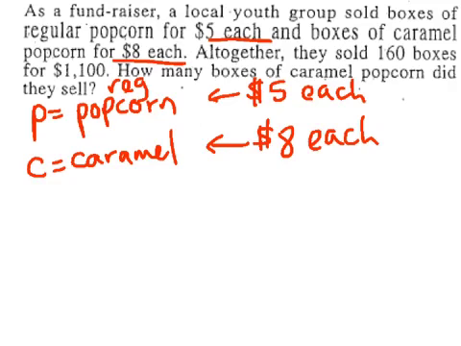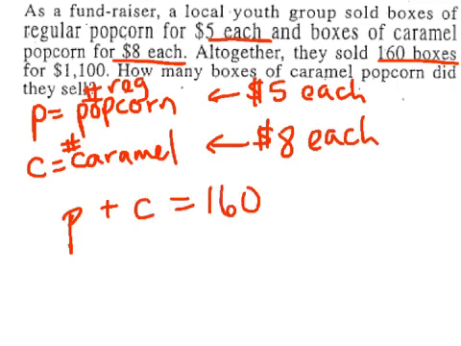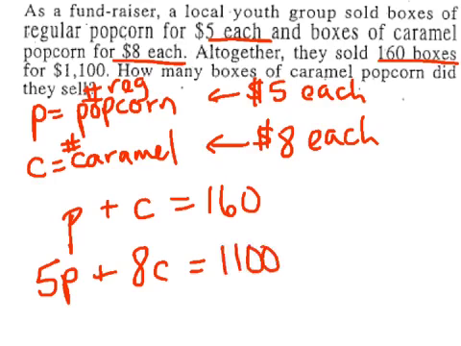Altogether, they sold 160 boxes. So that means the number of regular popcorn plus the number of caramel they sold is 160. And then they earned a total of $1,100. So $5 each for the regular popcorn plus $8 each for the caramel popcorn equals 1,100. Okay, that gives us our total.